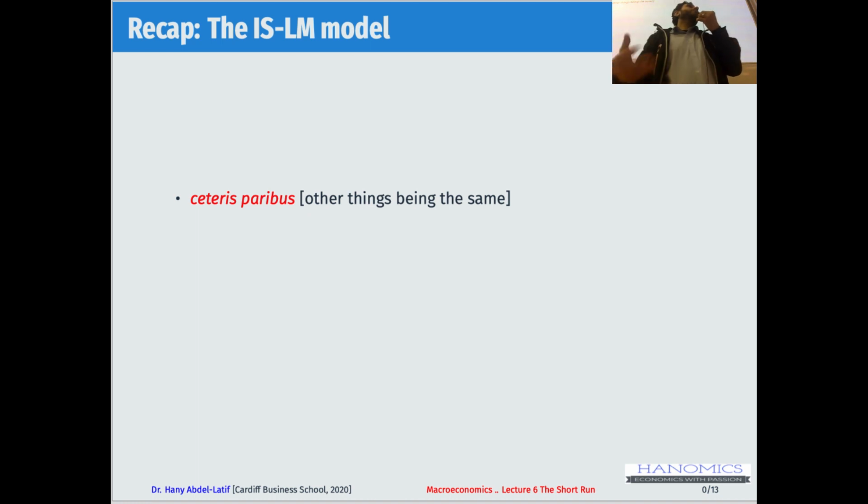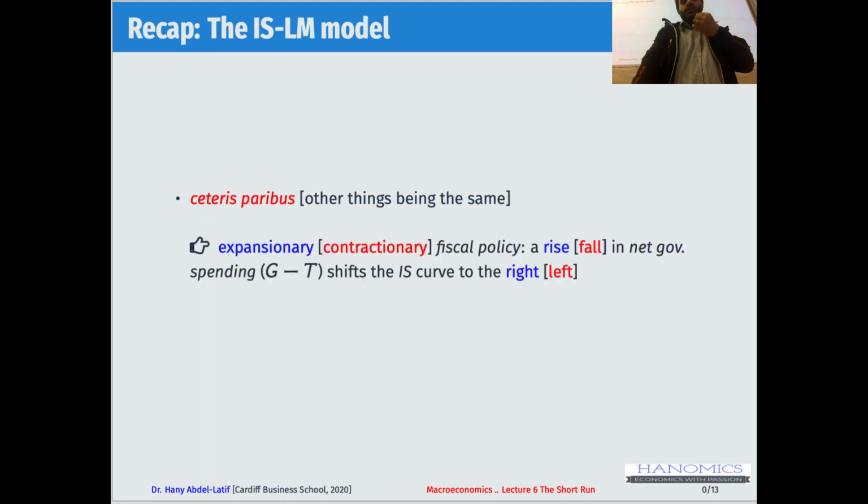And then we trace the effect of that variable on the equilibrium. So we see how the equilibrium changes, meaning we see what would happen to the interest rate and the output level accordingly as a result of that change.